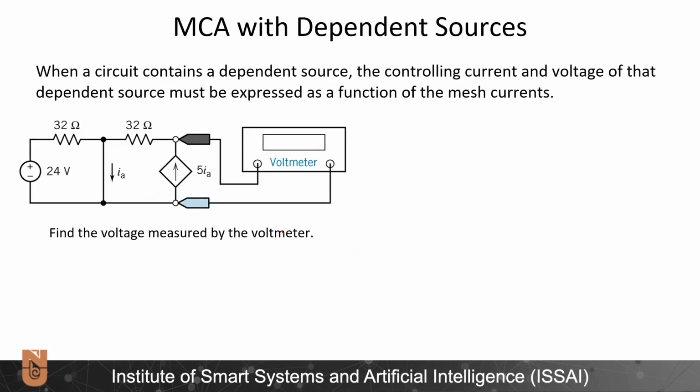When a circuit contains a dependent source, in this case we have a current-controlled current source, the controlling current and voltage of the dependent source must be expressed as a function of the mesh currents.